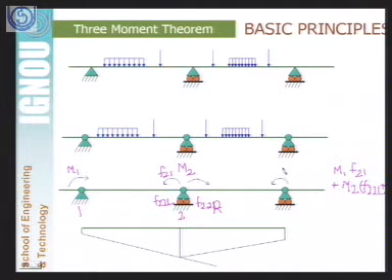Now let us calculate the effect of this unknown moment M3 here. We will calculate F23. F23 is the rotation at node 2 because of the unit moment given at node 3. So the rotation because of M3 at node 2 will be equal to M3 multiplied by F23.